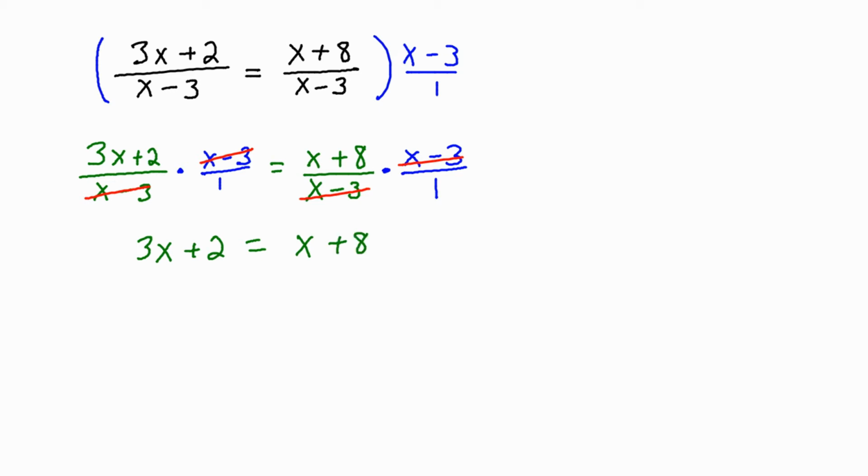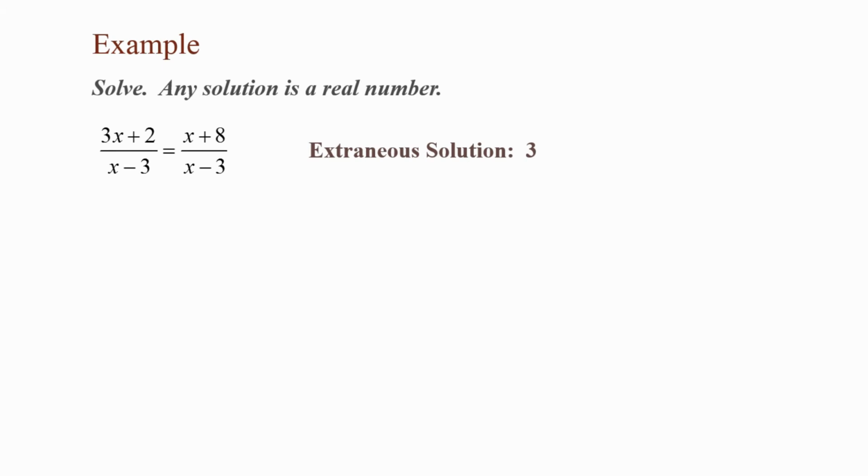Subtracting x from both sides, 3x minus x is 2x, plus 2 equals 8. Then subtracting 2 from both sides, 2x equals 8 minus 2, which is 6. Dividing both sides by 2, x equals 3. My solution is x equals 3. But since that's my extraneous solution, my answer is no solution.